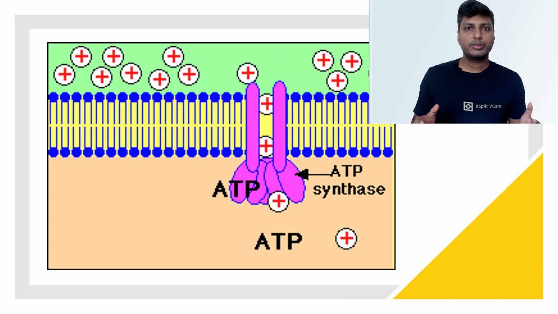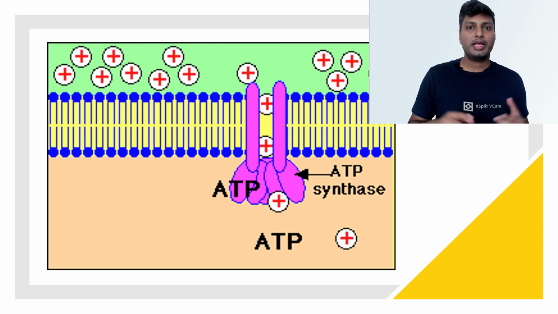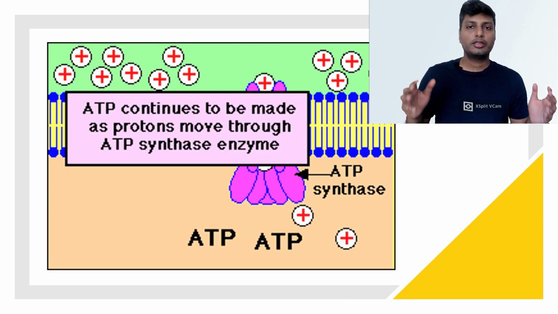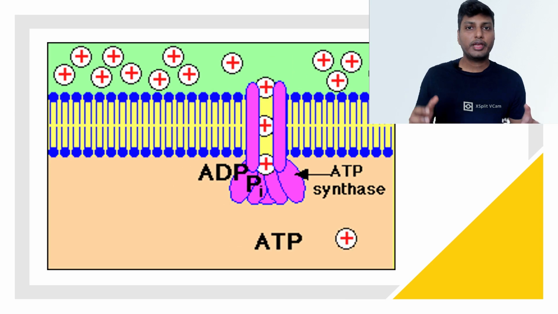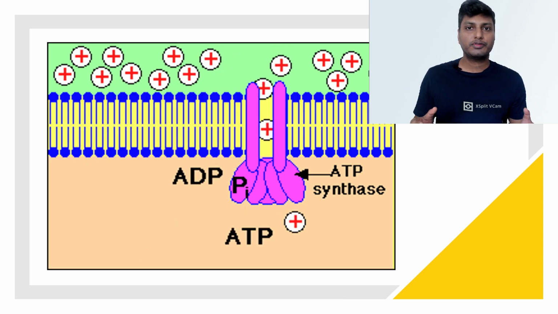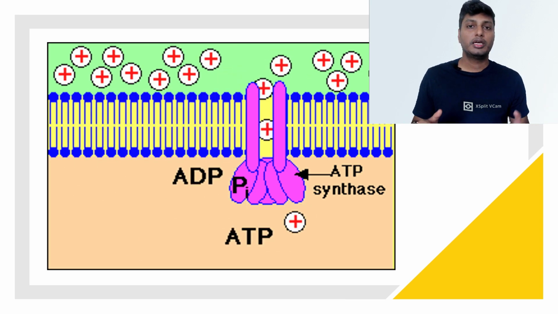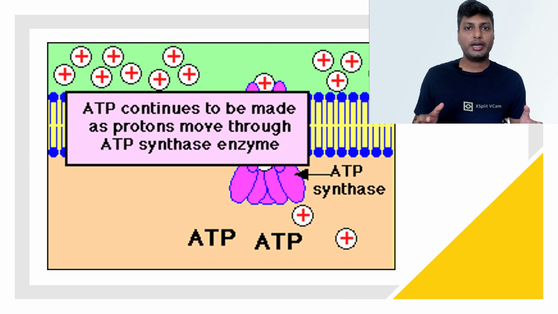Now dear students, because of such a difference in the protons, that is inside the lumen as well as in the stroma, it creates the concentration difference. So if you carefully notice, dear students, you can see that the concentration of protons inside the lumen of the thylakoid is much higher than the concentration of protons in the stroma. Such a concentration difference is called as a proton gradient.